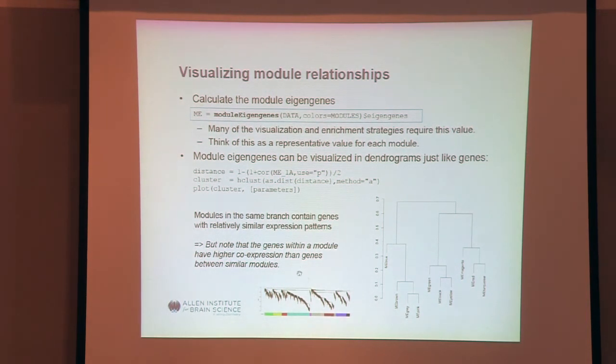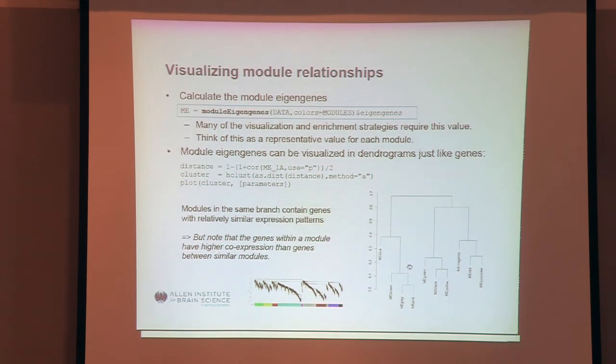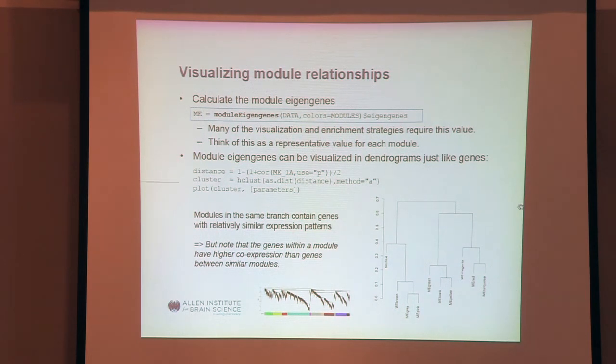So down here would be an example of a network where you have your 8 different modules displayed as a dendrogram with the distance on this axis. And here is the same sort of idea, except it's showing the module eigengenes. And so modules that are in the same branch of this dendrogram would represent ones that have relatively similar expression patterns between these genes.